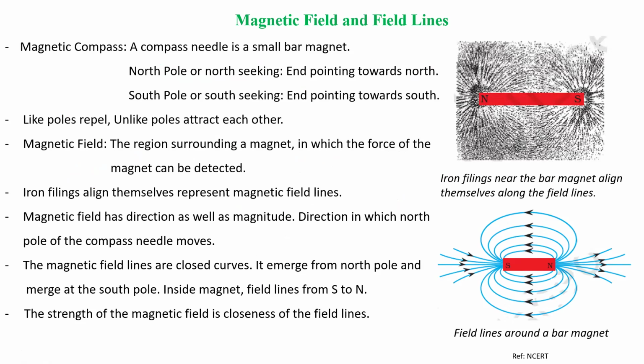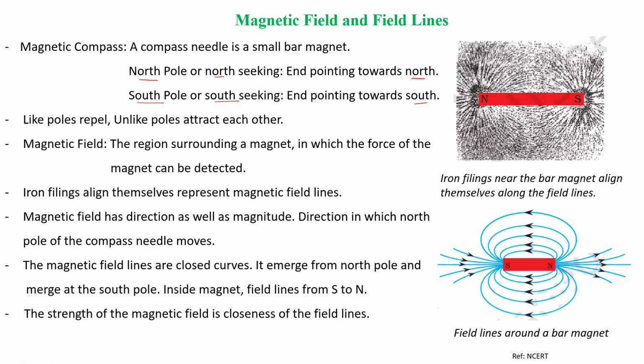So for this, again we have a discussion about the magnetic compass. The magnetic compass is a needle having a small bar magnet. That needle has two poles. One is called the north pole, or north seeking pole, pointing towards the north. The other pole is the south pole, or south seeking, so this end points towards the south. So when we hang the magnetic needle, it will be in the direction of north and south.